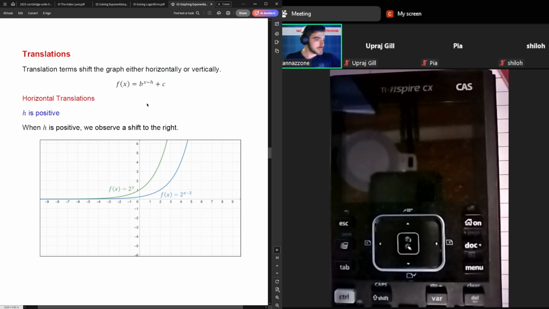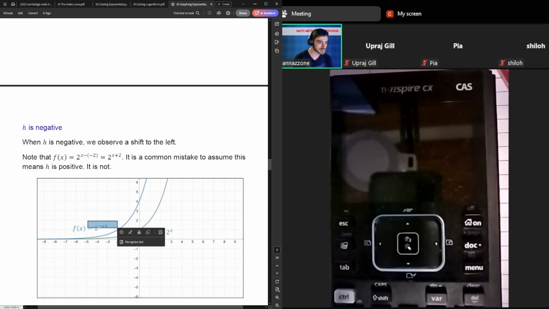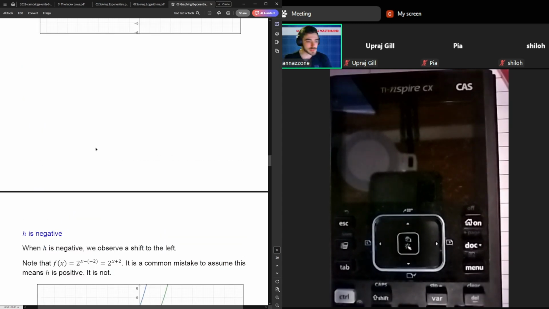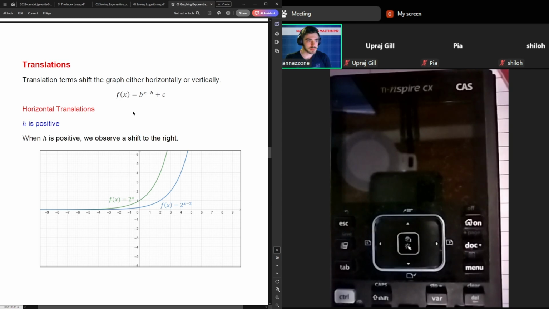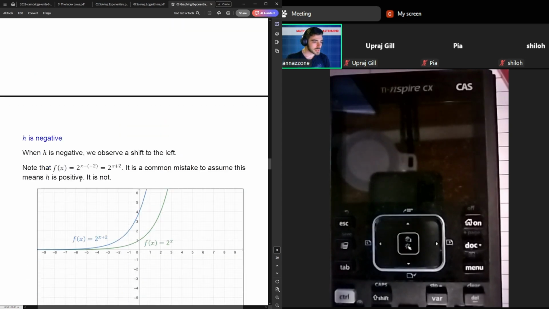Okay. Translations. The only translation that really matters for exponentials is the vertical translation. As you might notice, the horizontal translation isn't doing a whole lot different to the graph. It is shifting it to the right, or in this case, to the left. That works the same way as quadratics, by the way, as any other function. Whenever you have x minus h, you shift right by h. Whenever you have x plus h, you shift left by h.